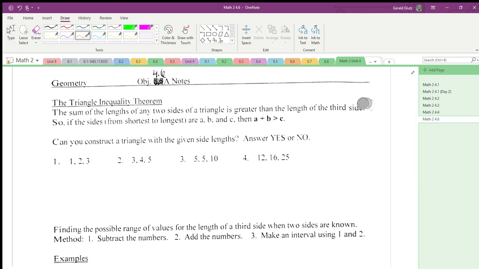Second page. This time we need to figure out side lengths of triangles. There's this thing called the triangle inequality theorem. It says that if we have three lengths of a triangle, if I choose any two of those, doesn't matter which two, they have to add up to be greater than the length of the third side.